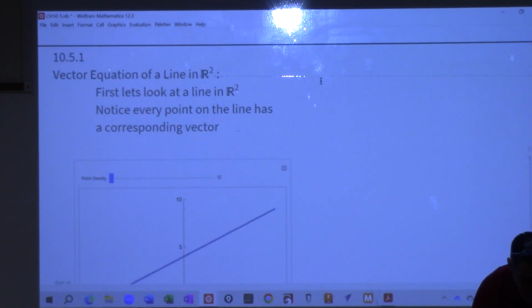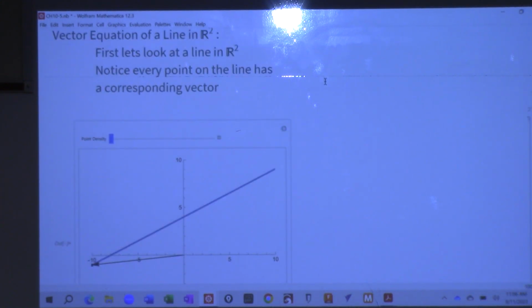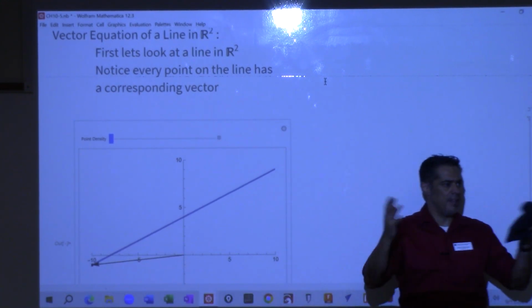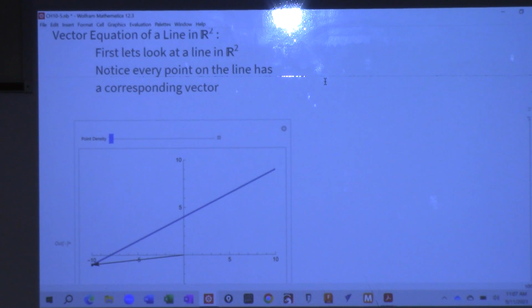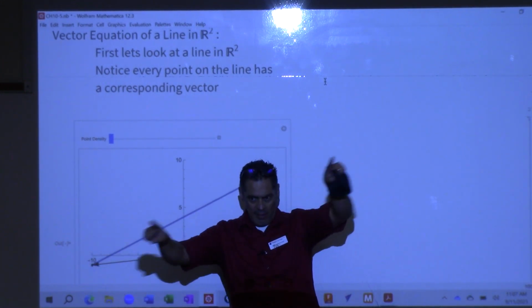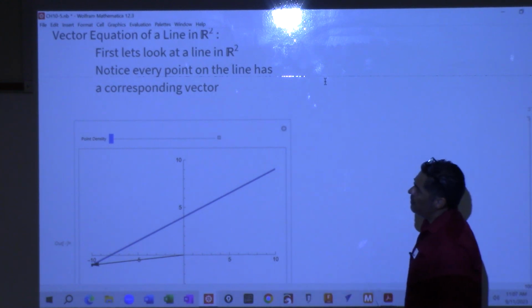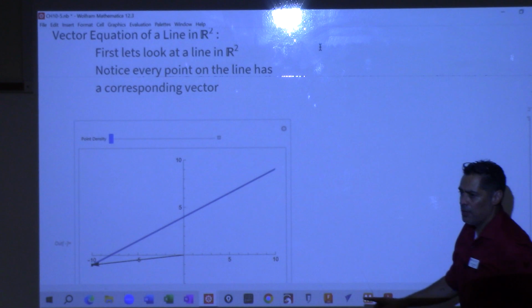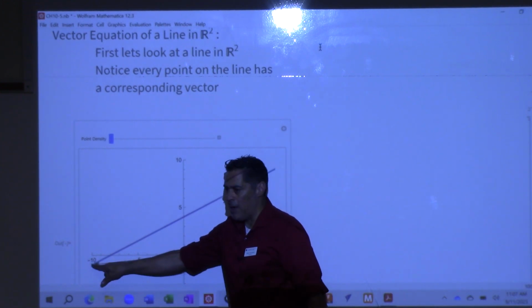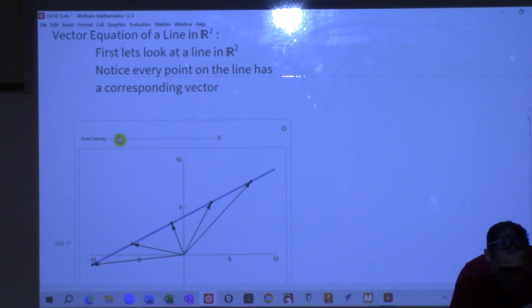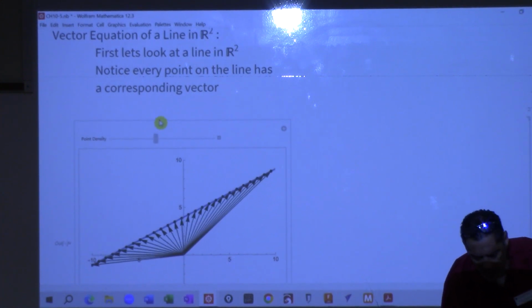All right, so now we want to talk about a line. We know that we're going to start in two-dimensional space, but this extends to three-dimensional space. So this is a line, right? We have a line. All the points that live on this straight line. And what we're going to realize is that for every point on that line, there is a vector that goes from the origin to that point. For every point on that line, right? So every point on that line has a vector that corresponds to it, yes?